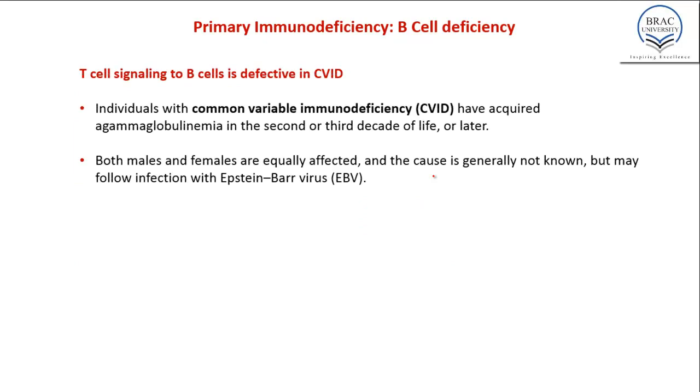Now we will talk about CVID. T cell signaling to B cells is defective in CVID. So when T cell signaling to B cells gets defective, it causes common variable immunodeficiency, or CVID disease. Individuals with common variable immunodeficiency have acquired hypogammaglobulinemia in the second or third decade of their life. Both males and females are equally affected, and the cause is generally unknown, but many follow infection with Epstein-Barr virus.